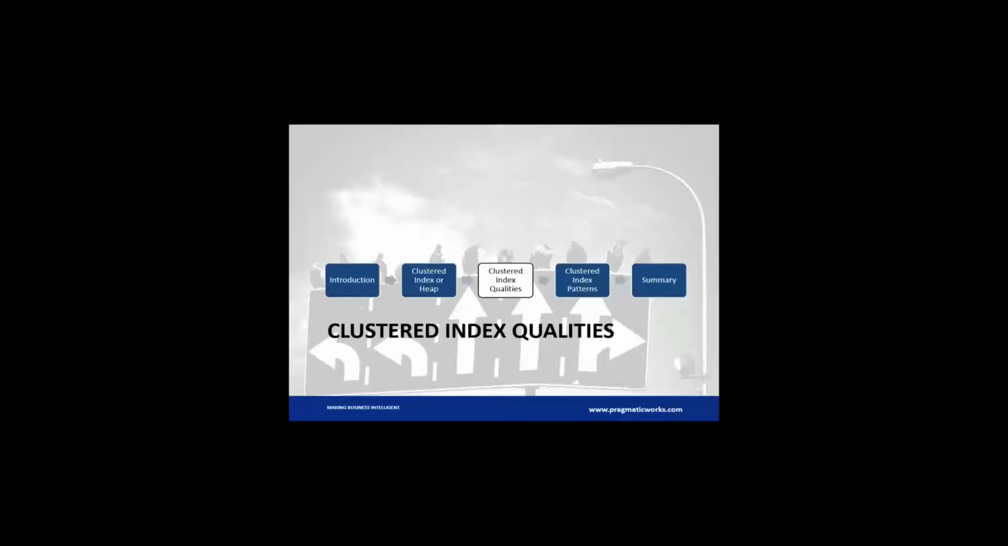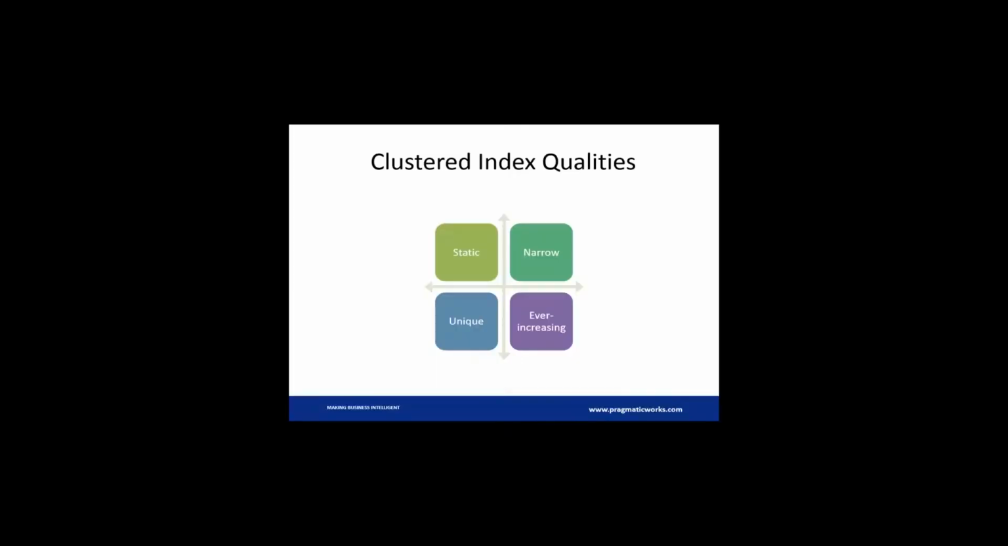So once we've figured out that we want to have a clustered index, we need to figure out where the clustered index needs to be on these tables. And before we start that, let's talk about some qualities that make clustered indexes good, some things that make it a better clustered index over other choices. And this basically falls down to 4 different characteristics.